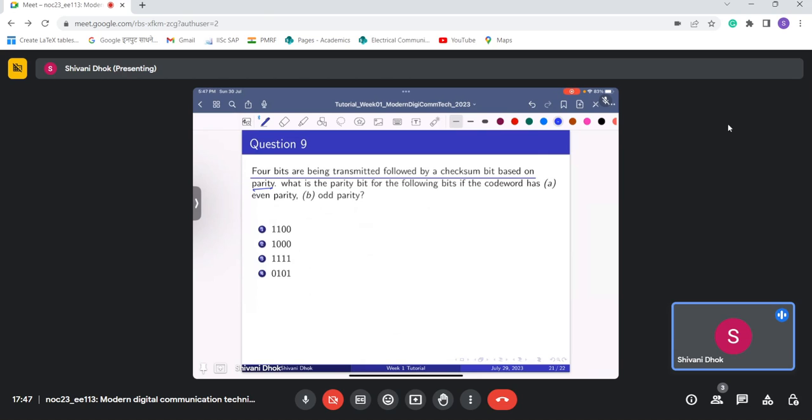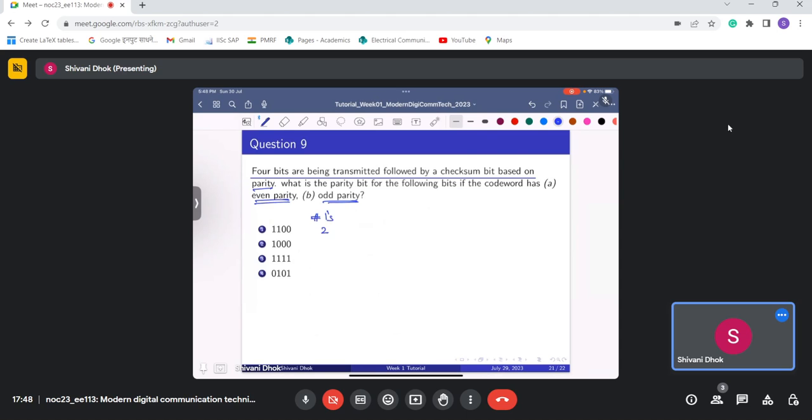Okay, so now what we have been asked is, what is the parity bit for the following bits if the code word has first one even parity and second one odd parity. What does this mean? The parity of the code word after adding the parity bit should be even, and odd parity means after adding the bit, the parity of the resultant stream should be odd.